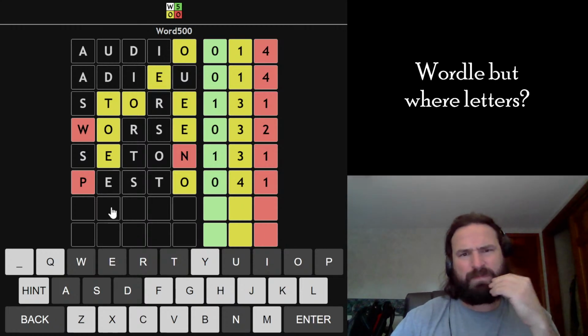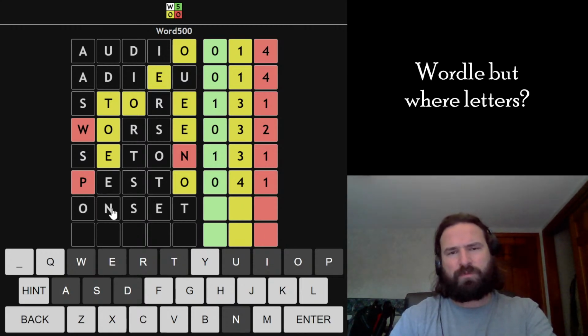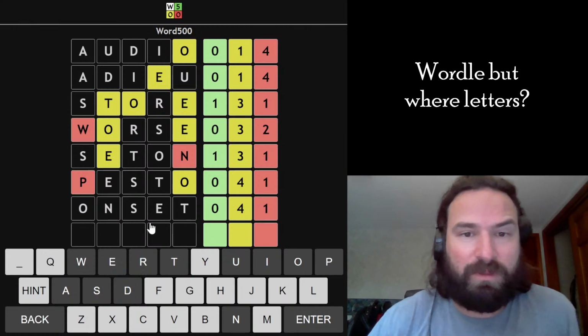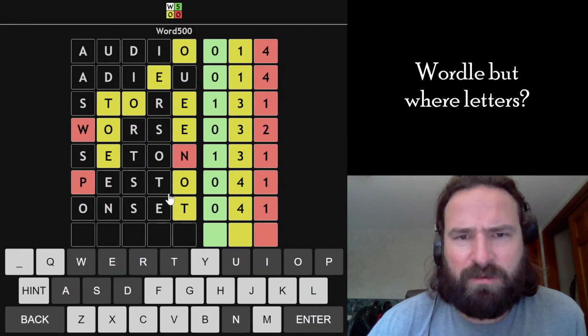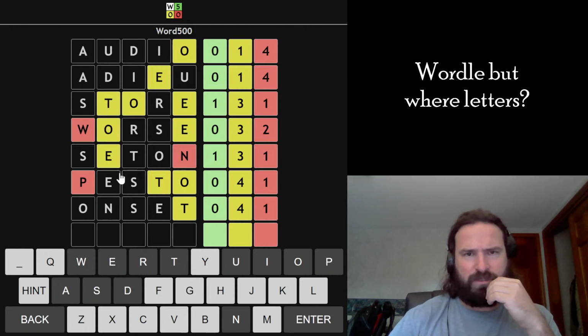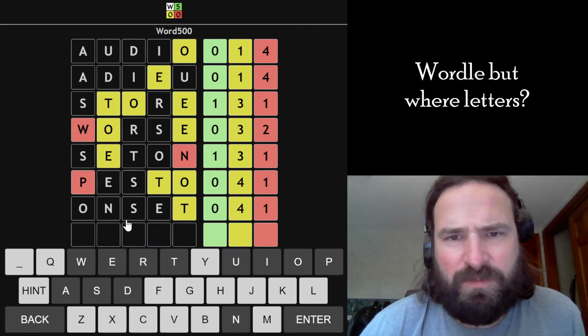Man. I'm just going to put onset in and hope that it helps me somehow think of what this word is. No greens. That's got to be helpful somehow. Okay, so T can't go here. T can't go here. T could go here. T's not going to go second unless S goes first, usually. I'm so confused by this. Oh my god. This is the most yellow board I've ever seen in my life.